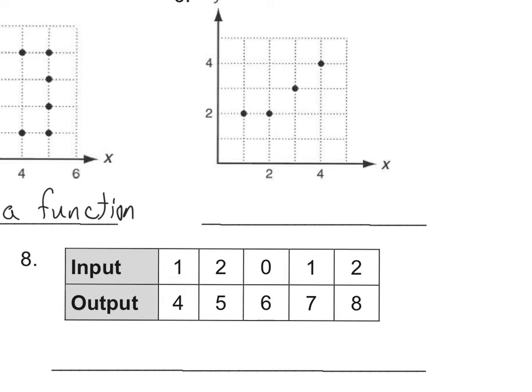And finally, we have a function, because no matter what vertical line I draw, it only hits 1 point at a time. Okay, one single vertical line hits 1 point. Therefore, it's a function. So we say that that passed the vertical line test.